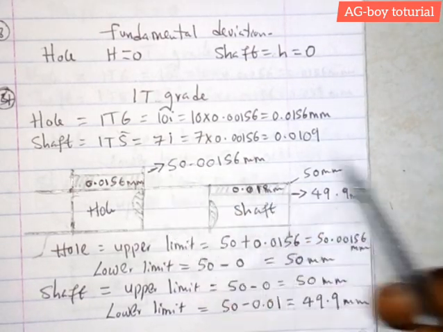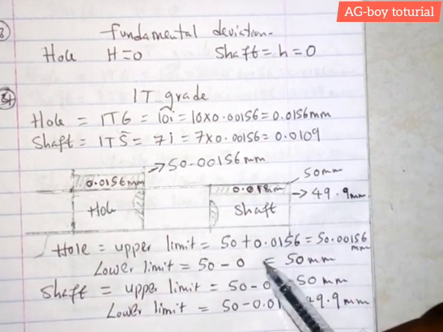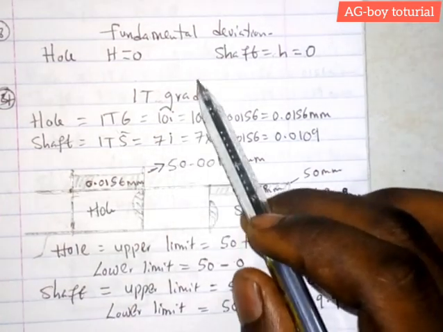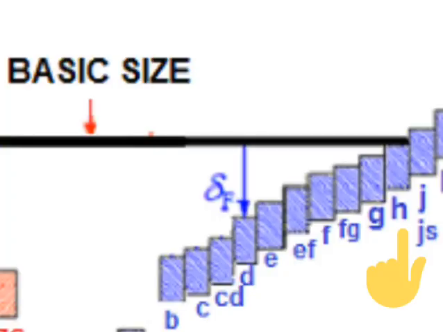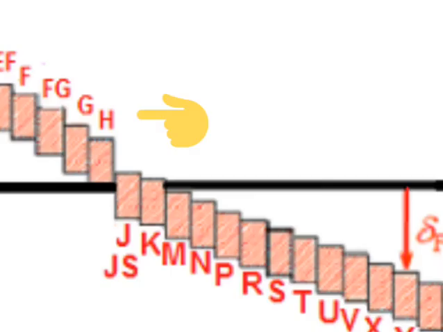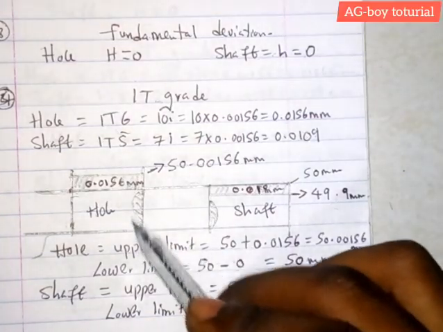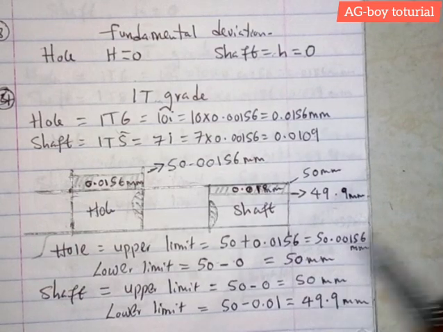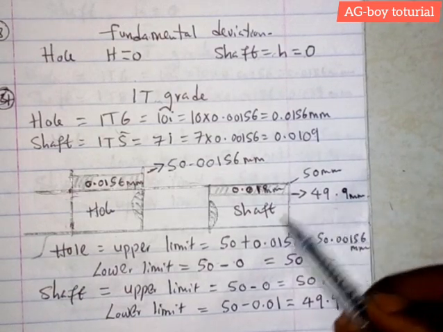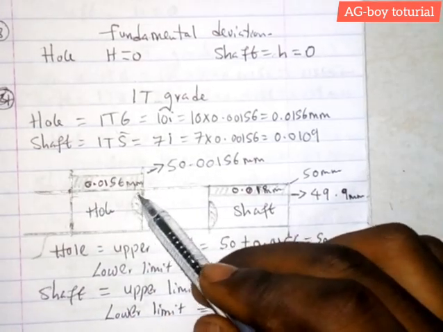So this is it. Then our lower limit for our hole, remember our h was 0. Our h here, look at it, 0. So it's going to be 50 minus 0, which is same as 50. So it's going to be 50 millimeters. If there's any number here, it's going to subtract and it's going to turn to a bilateral tolerance.